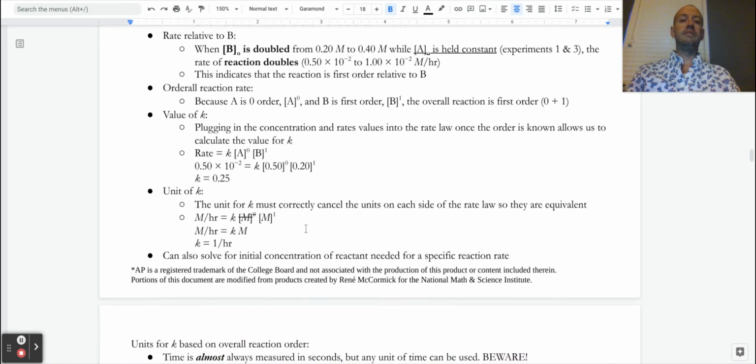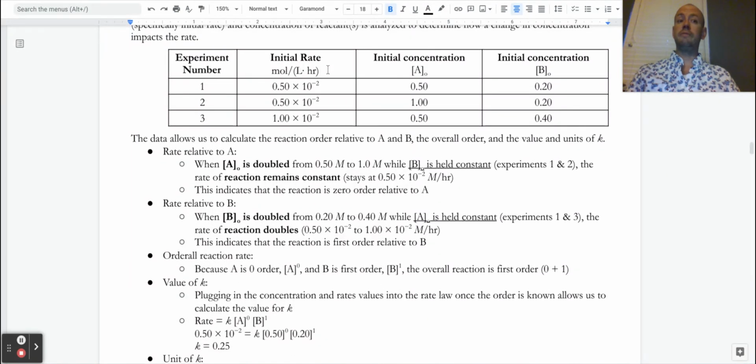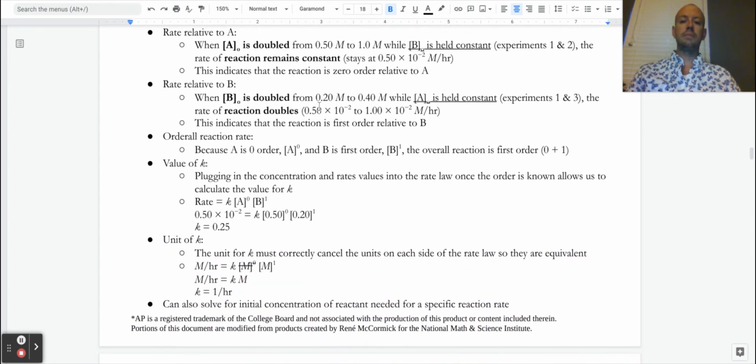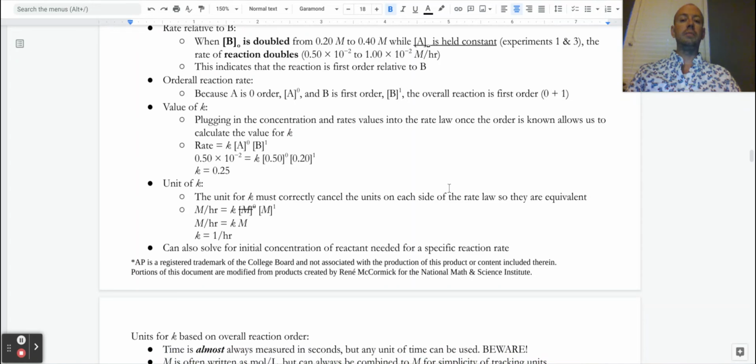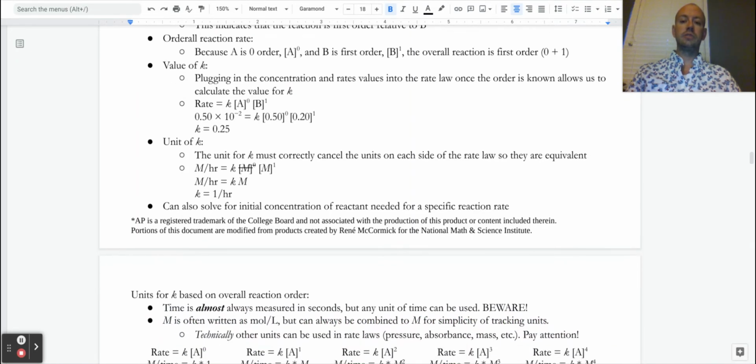Beware that it's very often specific. More often than not, you'll see the unit of seconds, but you need to make sure that you're matching the specific data that you're given, whether it's seconds, minutes, or hours. And then the other thing here is that after we know K, we could also be given new concentrations and solve for a rate. Once we know most of our variables, we could be solving for any of the others.